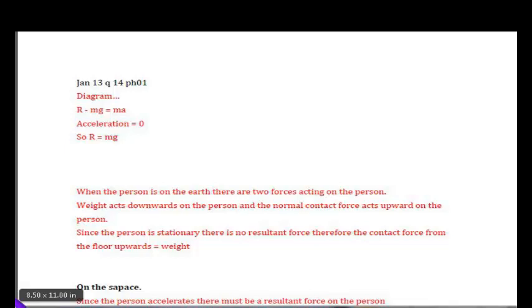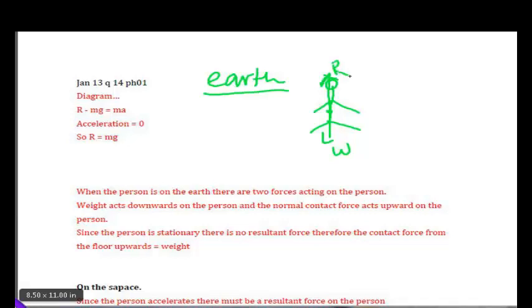First of all, the first situation we are talking about is the situation on the Earth. So let's draw a free body diagram. The free body diagram will be: weight is downward and the normal contact force is upward. Here we are going to apply the situation we studied, the lift. The person is accelerating on the lift or stationary on the lift. Since the person is stationary, the acceleration is zero.